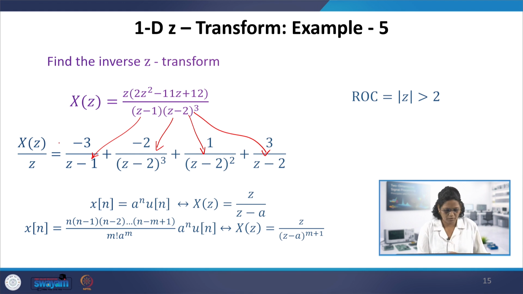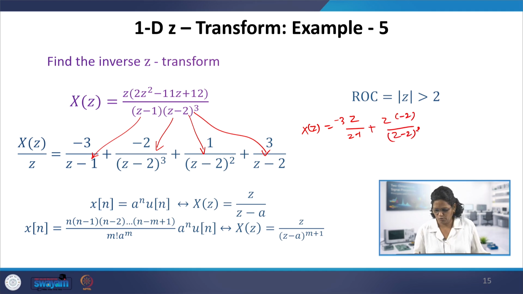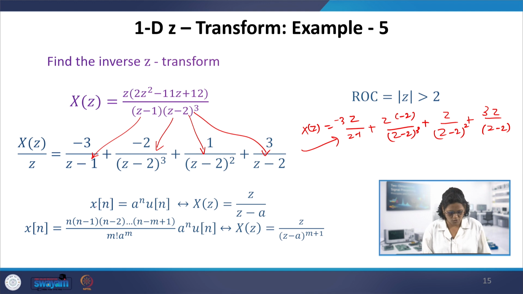This X(z) equals z by (z minus 1) whole cube, minus 3, plus z into minus 2 by (z minus 2) whole cube, plus z by (z minus 2) whole square, plus 3 into z by (z minus 2). So now if we take the inverse z transform for the term minus 3, this is well known to us, that is a power n u of n. In that case, this is also for z greater than 2.